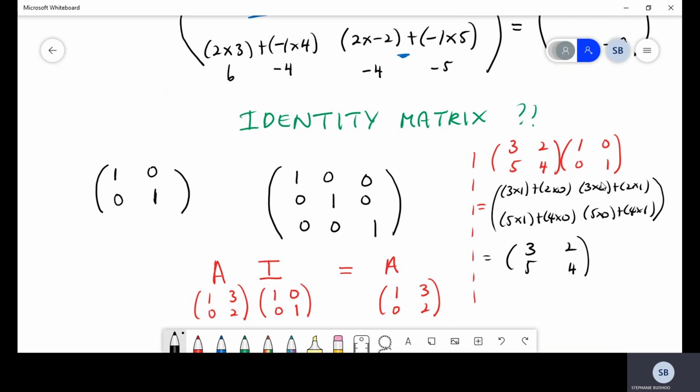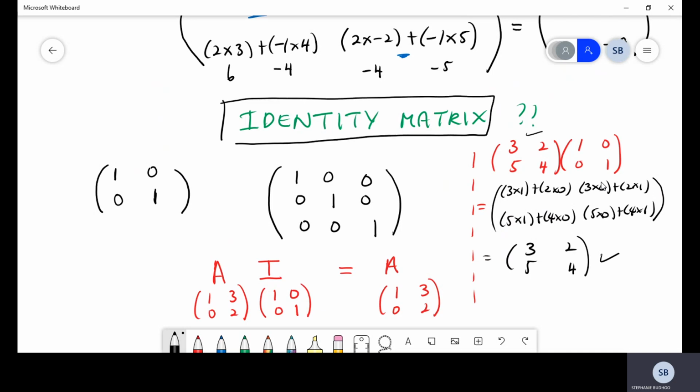So pretty much an identity matrix is one where no matter how many times you multiply by that identity matrix, you always get back your original matrix. So that's just a cool little neat fact about identity matrices. And it does play a role in the future when you are doing further topics on matrices.